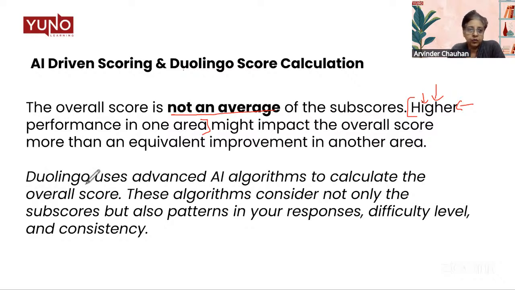Now, Duolingo uses advanced AI algorithms to calculate the overall score. These algorithms consider not only the sub-scores, but also patterns in your responses. What do you mean by patterns in your responses? Difficulty level and consistency. So it's going to look at your pattern of replying, maybe whether you are replying in a very monotonous, repetitive way. This is what the AI algorithm is going to look at.